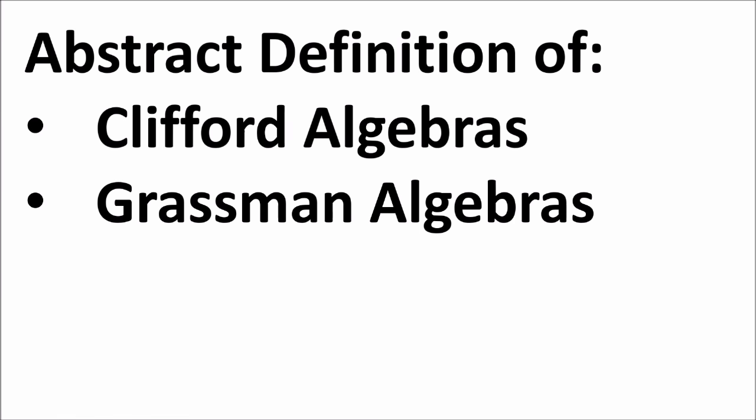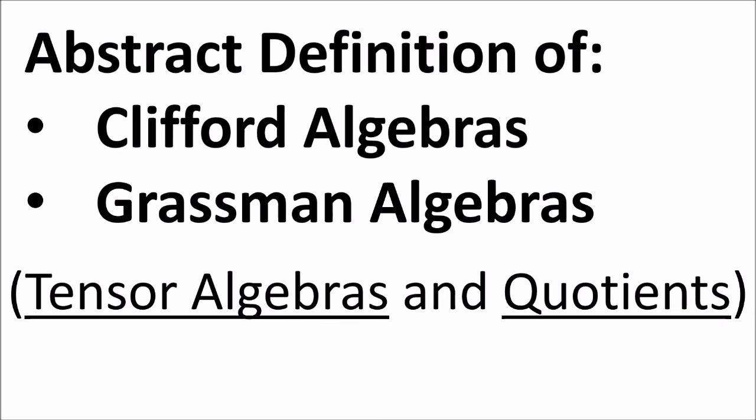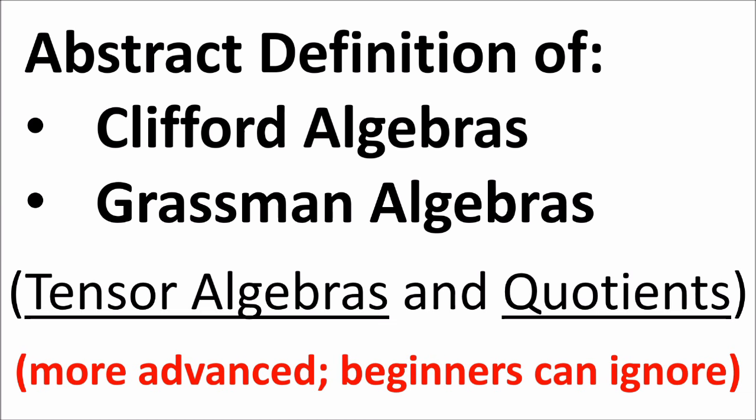Before I finish the video, I'm going to go over some more abstract definitions of Grassmann algebras and Clifford algebras that involve tensor algebras and quotients. This is a little more advanced, and you probably don't need to worry about it if you're a beginner with Clifford algebras. I'm just including this section for completeness for those who want to know about it.